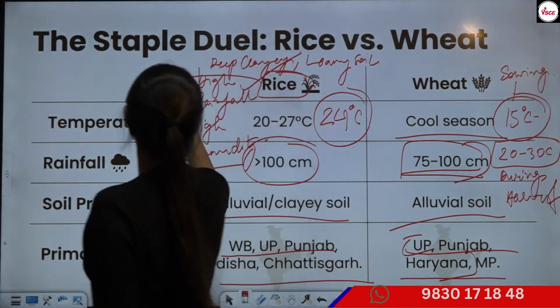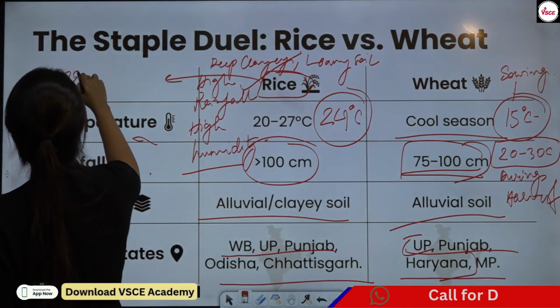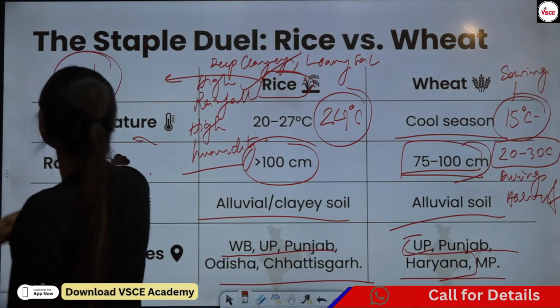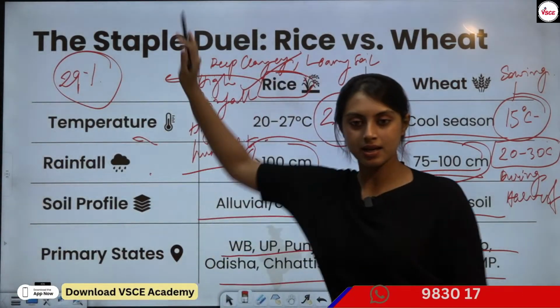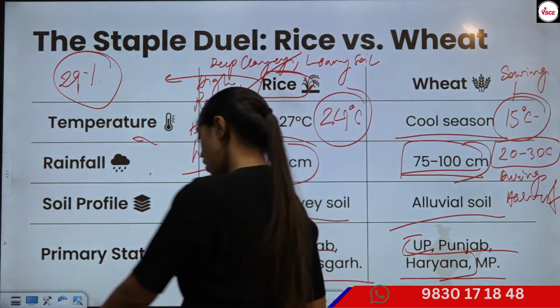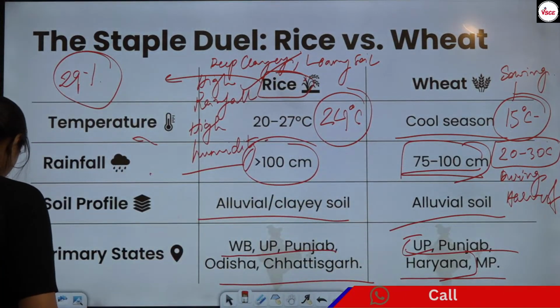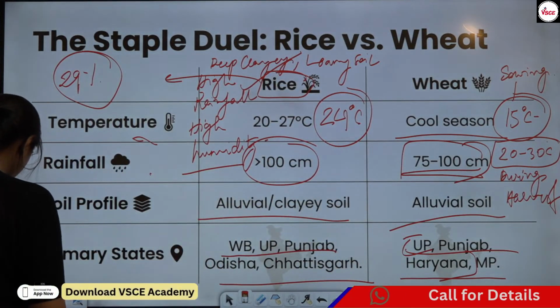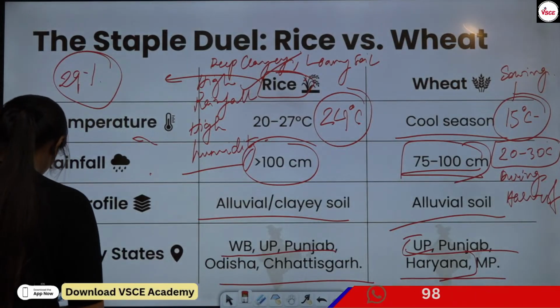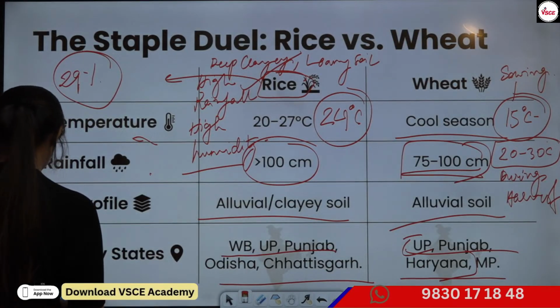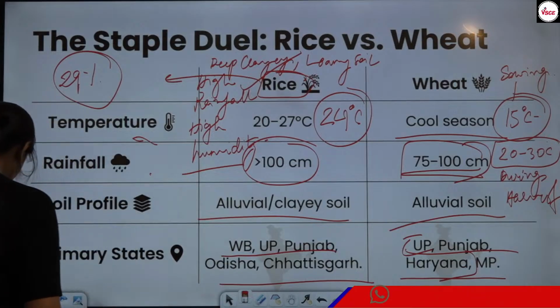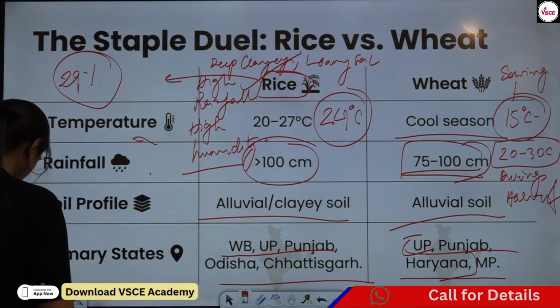Also, let me tell you something about rice. 29% of India's cropped area is under rice. I'll give you some more details. Hang on, let me just check if I'm giving you the right data. Maybe it's 29 or 28 or something like that. So I will just check. I don't want to be incorrect when I'm saying something.